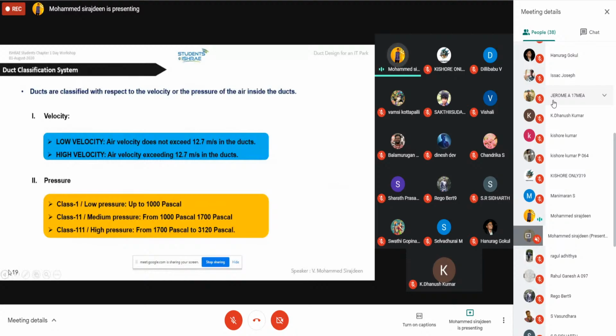Now the classification system. There are two classification systems: it is classified based on velocity and on pressure. Under velocity there are two systems: low velocity and high velocity. What is called low velocity? Less than 12.7 meters per second is called low velocity ducts. More than 12.7 meters per second is called high velocity duct systems.